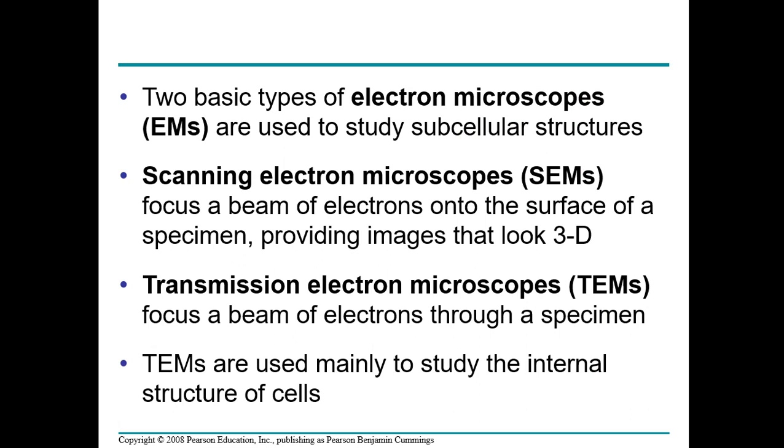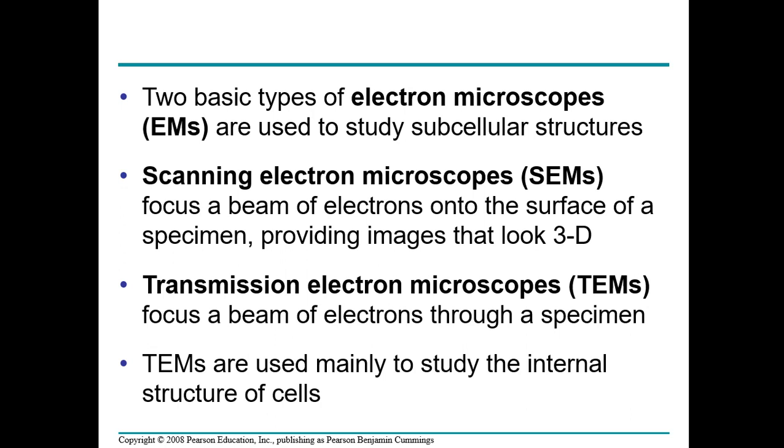Anyway, so yan. So there are two basic types of EMs or electron microscopes to study subcellular structure. So here we are going to focus on subcellular structure. Sabi ko nga, our coverage for our exam will be only about parts of the cell. Okay? So also yung pag-uusapan natin dito kasi may mga added topics. So we have here the scanning electron microscope, abbreviated as SEMs. It focuses a beam of electrons onto the surface of a specimen, providing images that look like 3D ones.